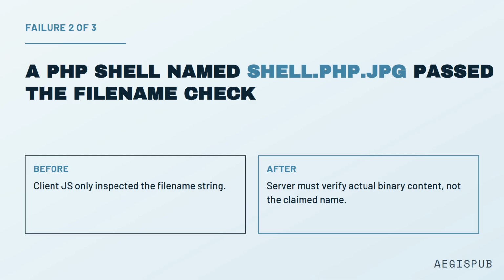The fix requires a fundamentally different approach to file validation. The server must read the actual binary content of the uploaded file and verify that it matches the structure of the claimed format. A JPEG file has specific magic bytes at its header. An actual PNG has a specific signature. A PHP script does not look like an image in its binary content, no matter what name it is given. The server validates the actual content, not the claimed content.